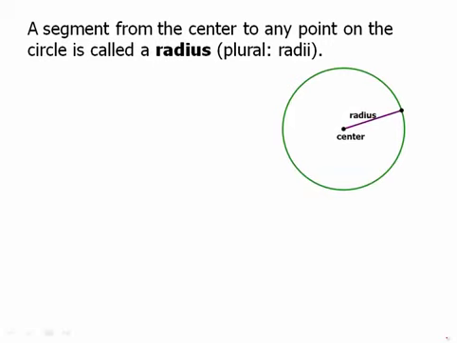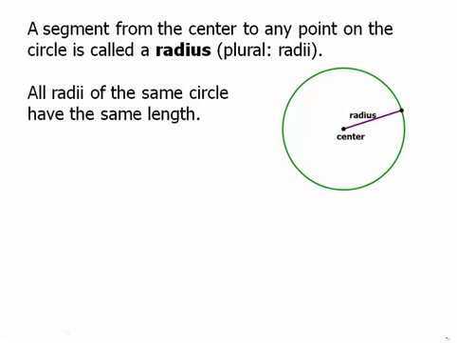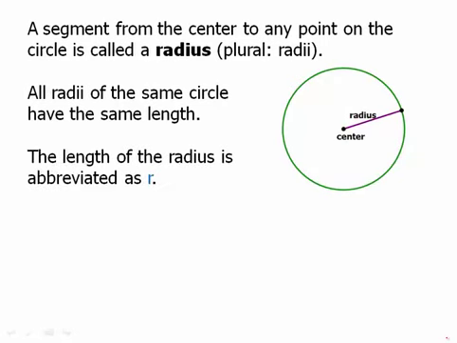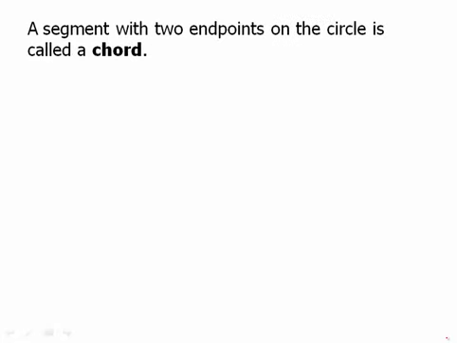A segment from the center to any point on the circle is called a radius, and the plural of that word is radii. All radii of the same circle have the same length, by definition. The length of the radius is abbreviated as r. A segment with two endpoints on the circle is called a chord.